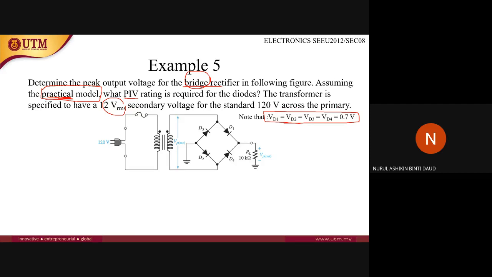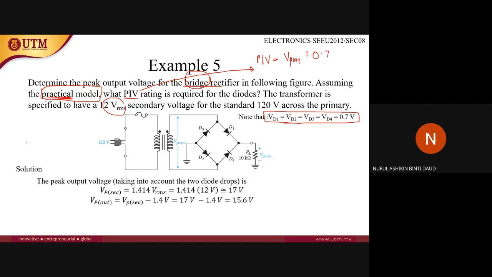So for this question, first of all, what you need to do is, to measure the PIV, what is the formula? PIV for bridge is VP, P is peak, yeah, V peak out plus 0.7, right? Okay, and then all right. So the peak output voltage, taking into account the two diode drops, yeah, two diode drops.